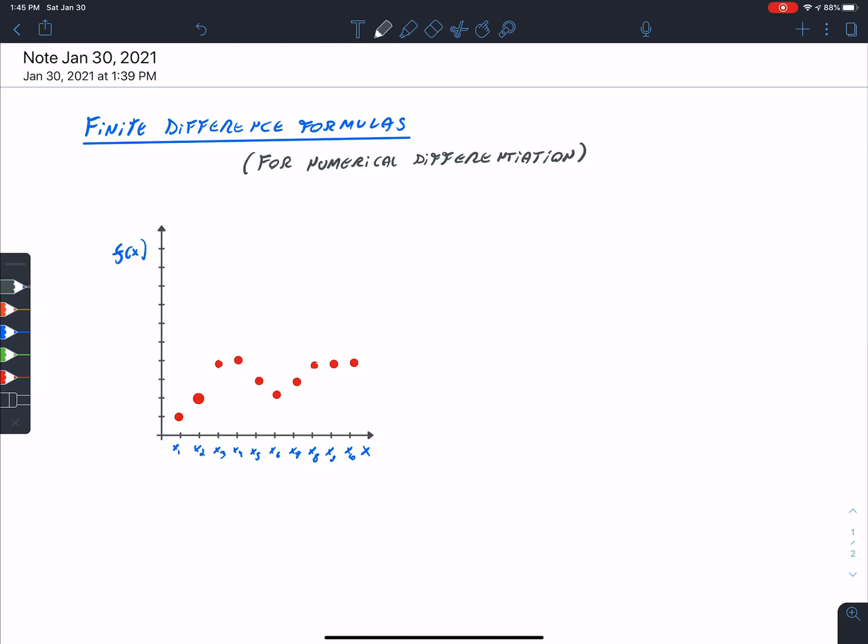Here we're going to look at the so-called finite difference formulas. We're going to learn how to derive them. And again, the purpose is to produce an estimate of the numerical derivative of a function.